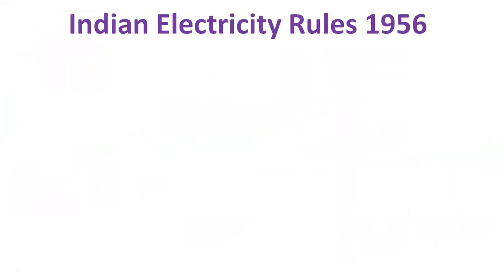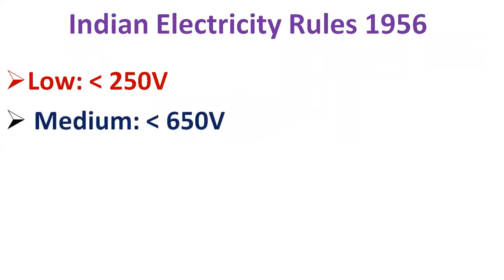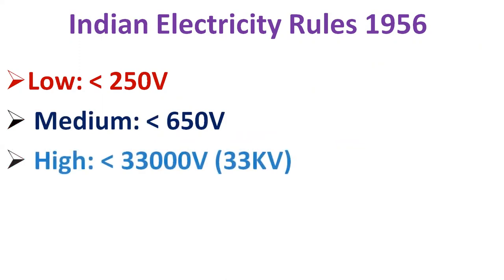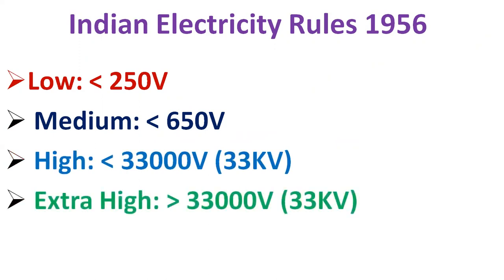And if you see the Indian Electricity Rules of 1956, which are the guidelines for electrical standards followed in India, they classify various voltages into different grades. Voltages that do not exceed 250 volts, we classify as low; voltages that do not exceed 650 volts, we classify as medium; voltages that do not exceed 33 kilovolts as high; and voltages which exceed 33 kilovolts, we classify as extra high voltage.